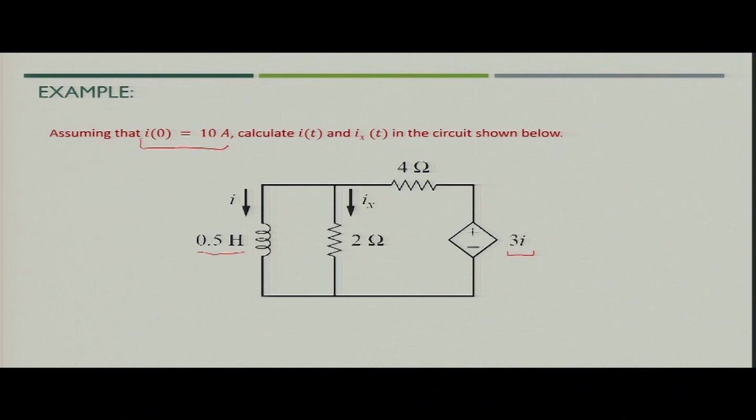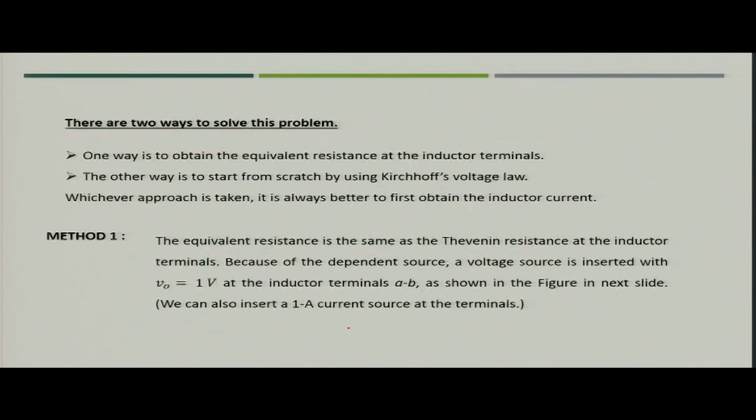Now, the initial value given here is I at time t equal to 0 is 10 ampere. We need to find the value of I at time t through the inductor, and find the value of current I which is flowing through the 2 ohm resistor. Now, here we have two ways to solve this problem.